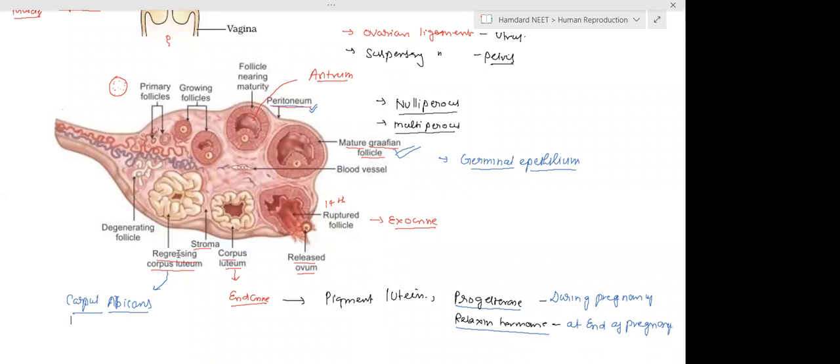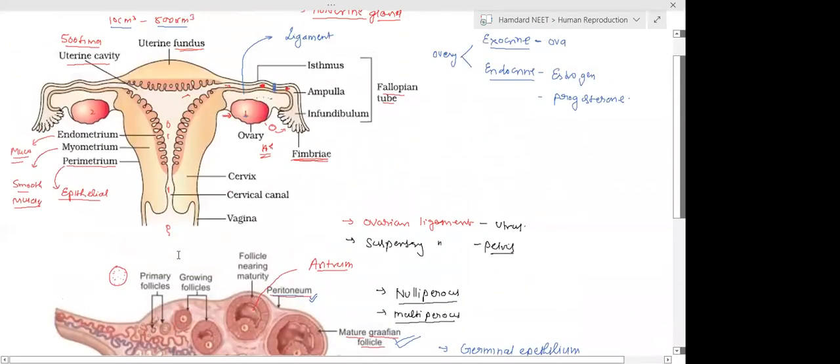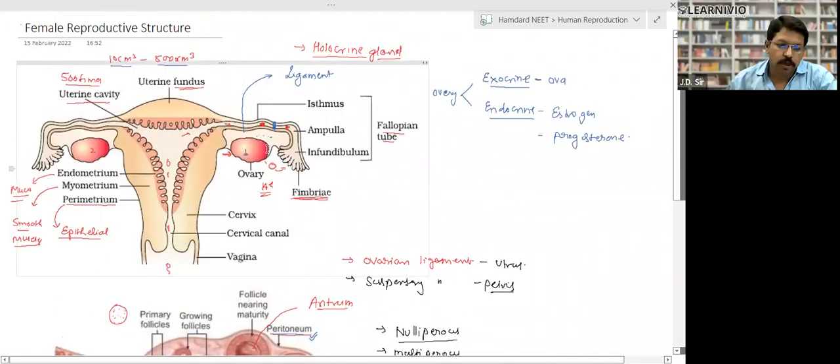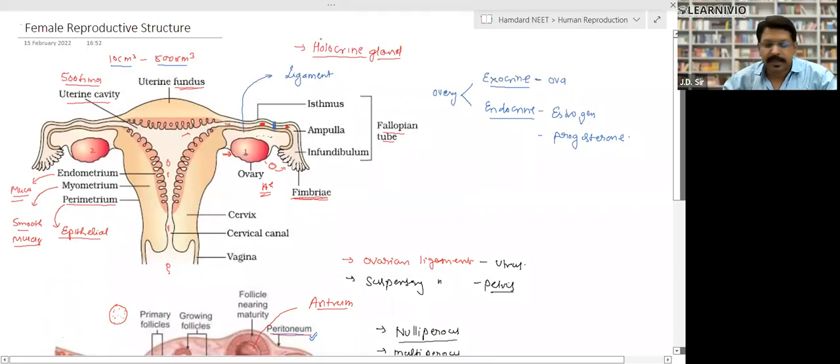Fine, fine. So please, fallopian tube. Next is fallopian tube. So we talked about the ovary in detail. I dictated everything regarding the ovary. We are following the same sequence which is in the NCERT. And the next thing we have to discuss is the fallopian tube. So please note it down.